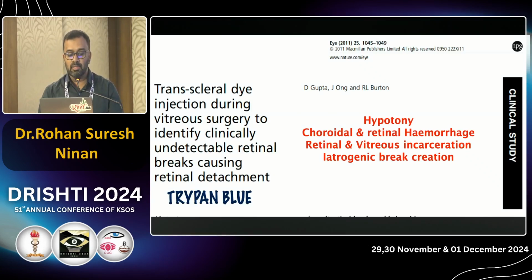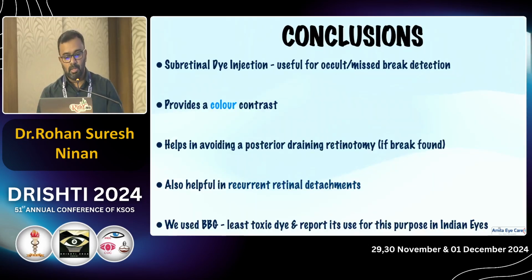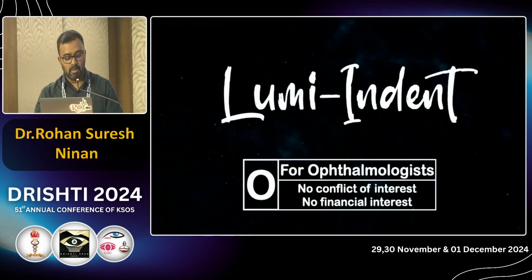where they injected the dye transclerally, but it was associated with hypotony, choroidal and retinal hemorrhages, vitreous incarceration and retinal incarceration. So to conclude, subretinal dye injection is useful for occult or missed break detection. It provides a good color contrast. It helps in avoiding a posterior drainage retinotomy. It is also helpful in recurrent retinal detachments, and this dye is also non-toxic and safe in Indian eyes.